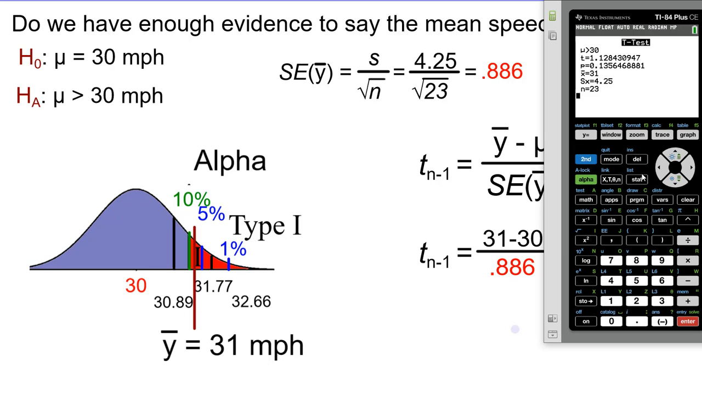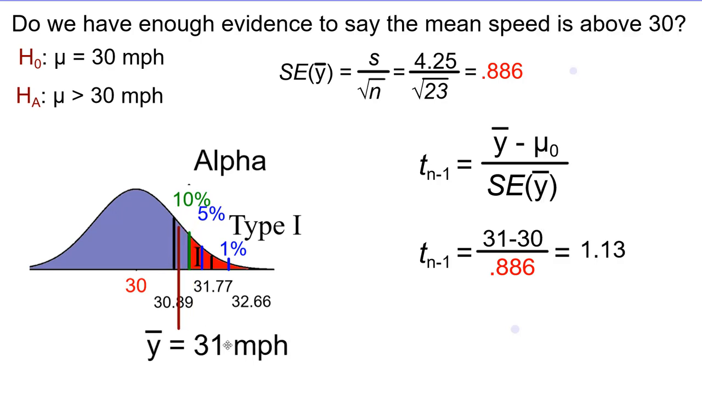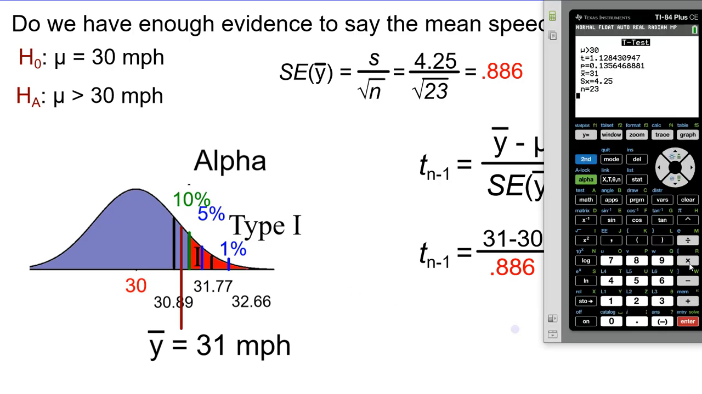So what did I do wrong? Oh, okay, this is 1 standard deviation here. So the 31 is actually going to be on the other side of the 10%, okay? So let me pull this back up. That's what I did wrong, because it was only 1.13 standard deviations above. That gives us a p-value of 13.5%, which is not less than our 10% alpha level.